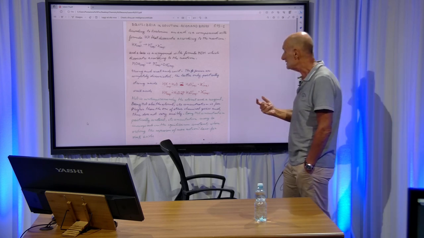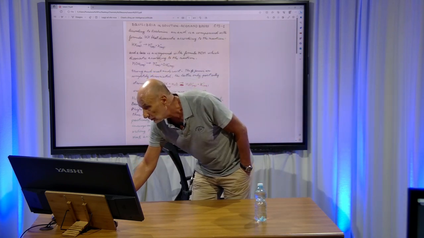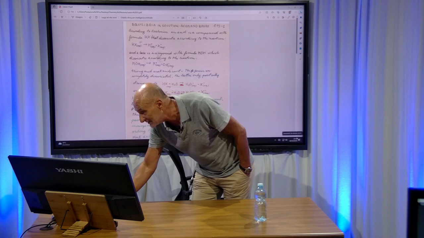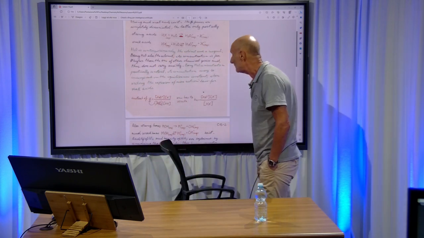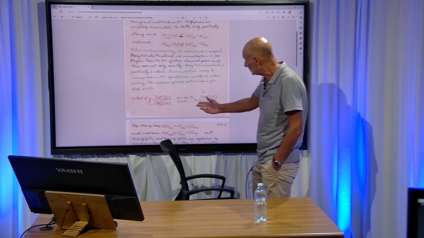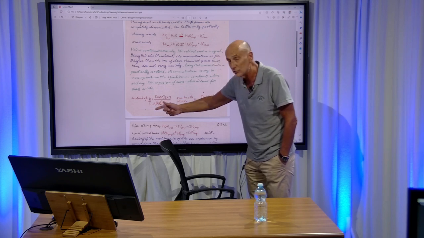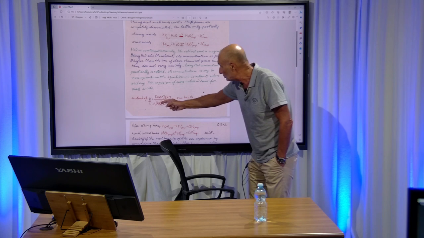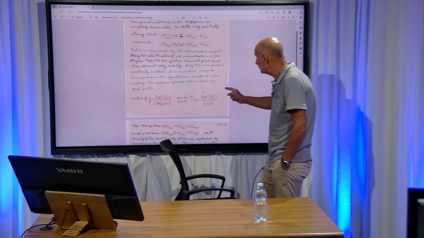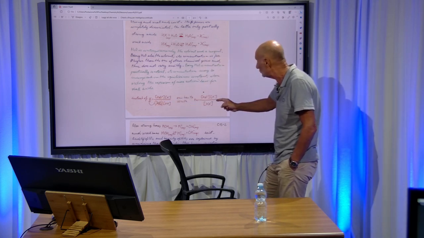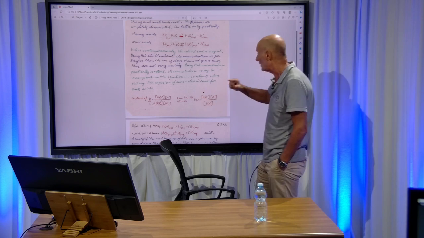This is the reason why when we write the mass action law for the equilibrium of dissociation of a weak acid or a weak base, the concentration of water will disappear from the mass action law. Look, the mass action law should be written like this. But being the concentration of water practically constant, it is encompassed into the value of the equilibrium constant, and so the mass action law for the dissociation of the weak acid HX takes this form, which is written here. Okay?